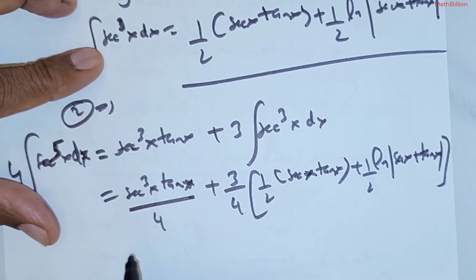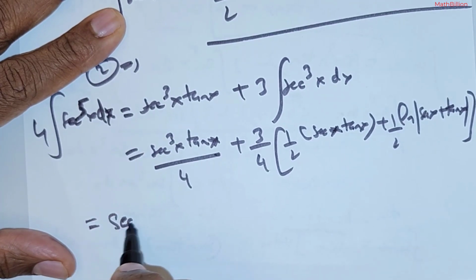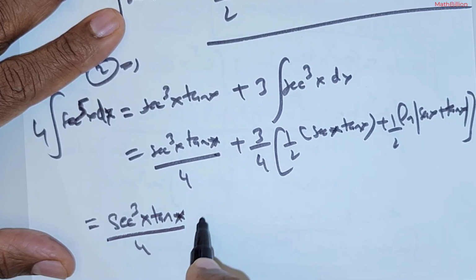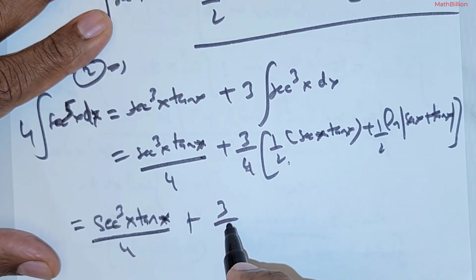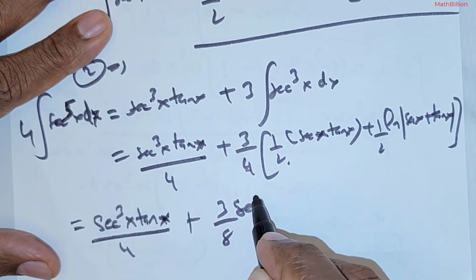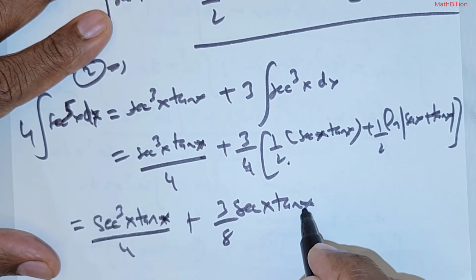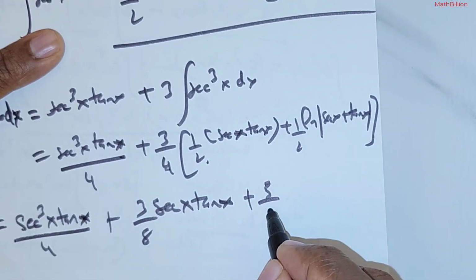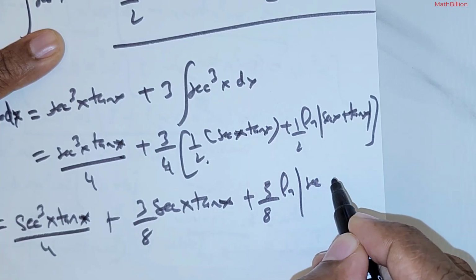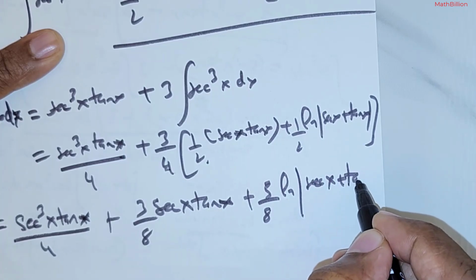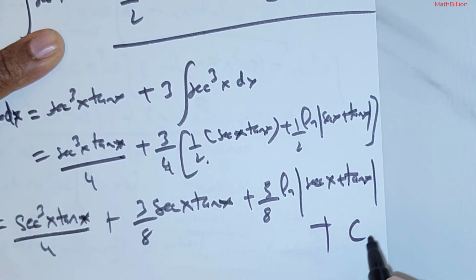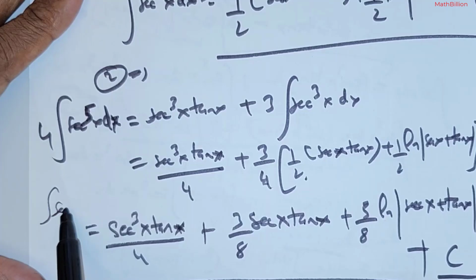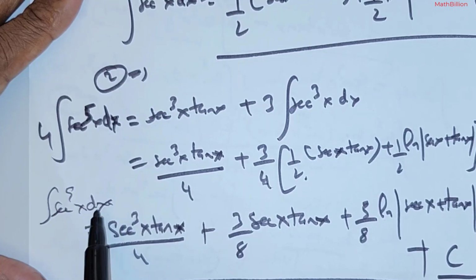So it's half times secant x tan x positive 1 over 2 times the ln modulus secant x plus tan x. So this is equal to secant cubed x tan x divided by 4, positive 3 over 4 times 1 over 2 is 8, 3 over 8 times secant x tan x, positive 3 over 4 times 1 over 2, that's 3 over 8 ln modulus secant x plus tan x plus arbitrary constant. So this is the integration for integral secant raised to the power of 5x dx without using the reduction formula.